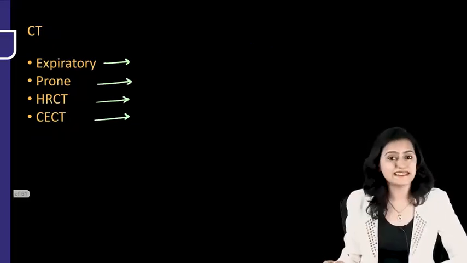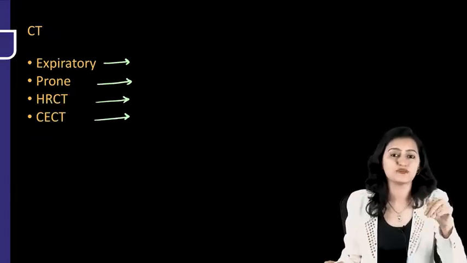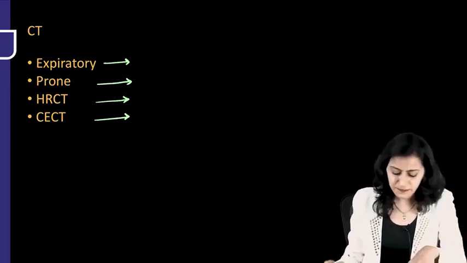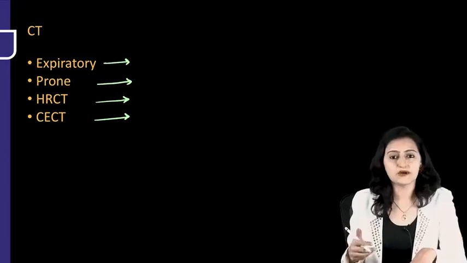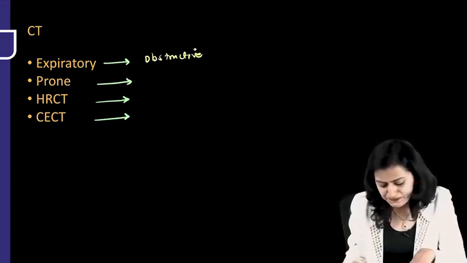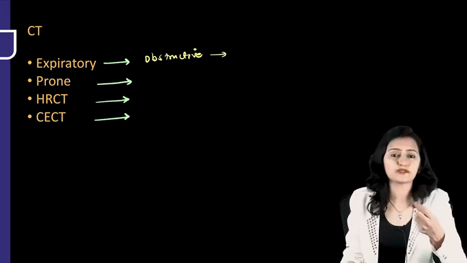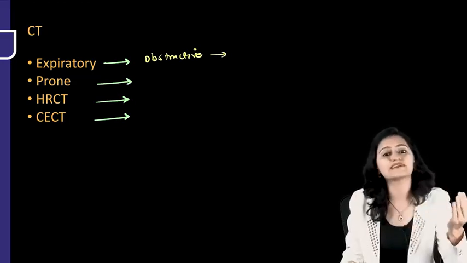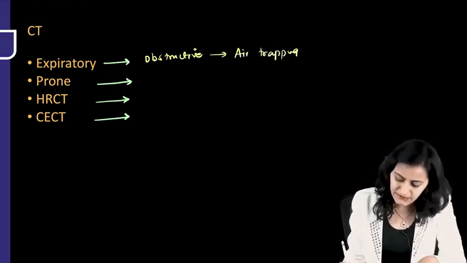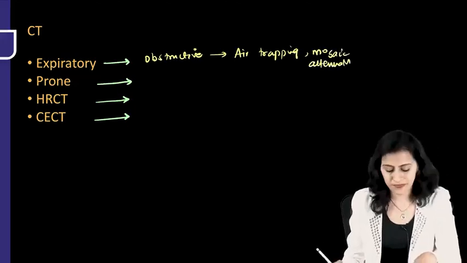Now, coming to the CT scan, which is the best investigation when it comes to lungs and especially the anterior mediastinum. Expiratory CT we do when we are suspecting obstructive airway pathology. With the obstruction, in expiration the air does not go out, so we will see findings of air trapping. The air will be trapped, giving a mosaic pattern of attenuation. Mosaic attenuation is what we would see.